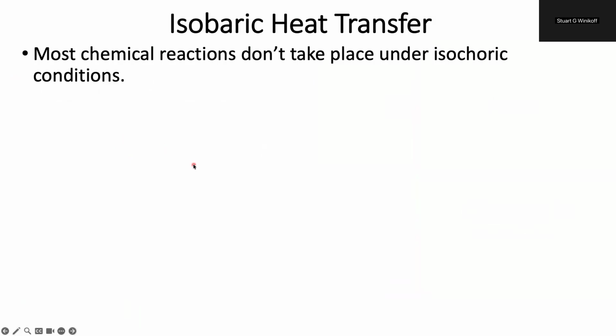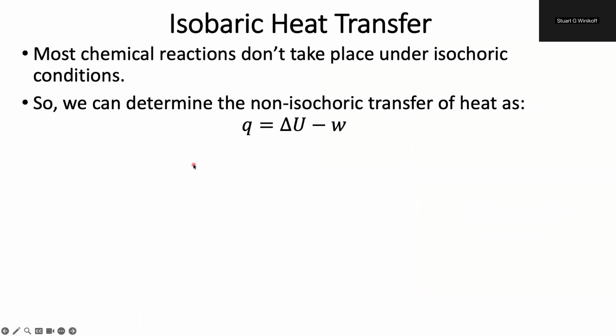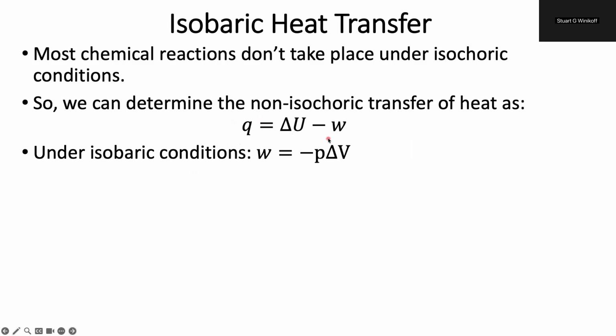So if we want to try and look at non-constant volume conditions, we can rearrange our solution for heat, taking that first law and now solving for the heat, is just going to be the change in internal energy minus work. So this is going to be a robust way of looking at the changes in heat. So we can get that internal energy change from our CV delta T, and then our work term from our good old friend PV.